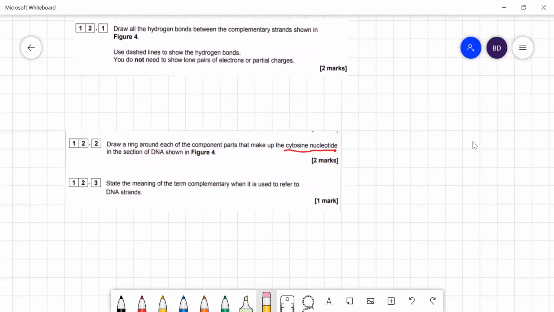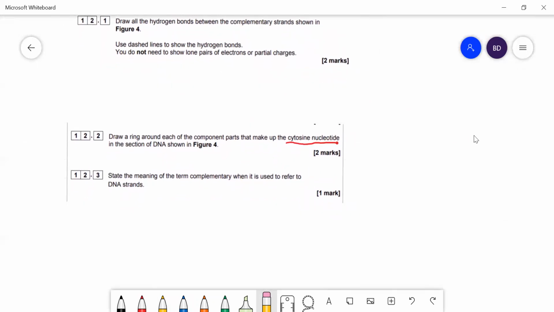State the meaning of the term complementary when it is used to refer to DNA strands. I think all we need to say there is that A always H bonds to T on one strand, and C always to the G on the other strand.